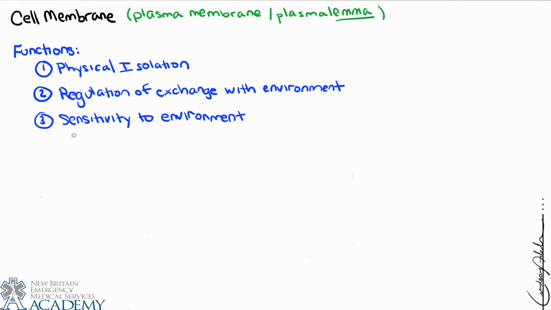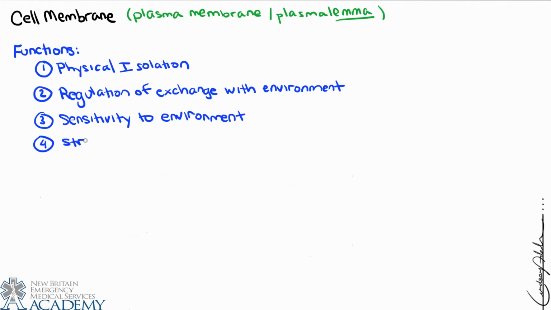And so it also contains receptors that can receive information. If anything is changing externally, the cell membrane is going to be the thing that's able to identify that change and then either prepare the cell for it or modify itself in some way so that it can protect from any kind of negative change.